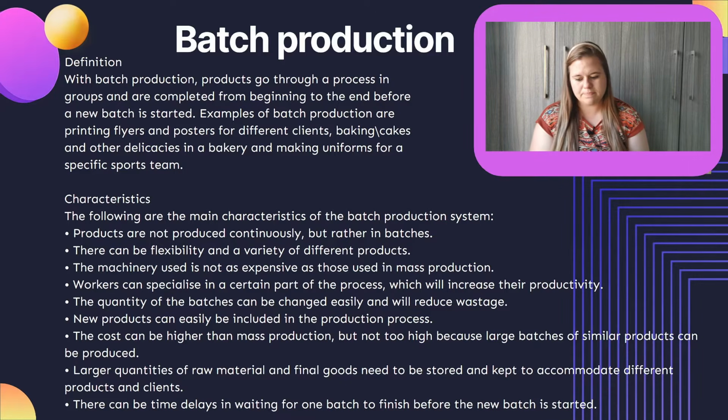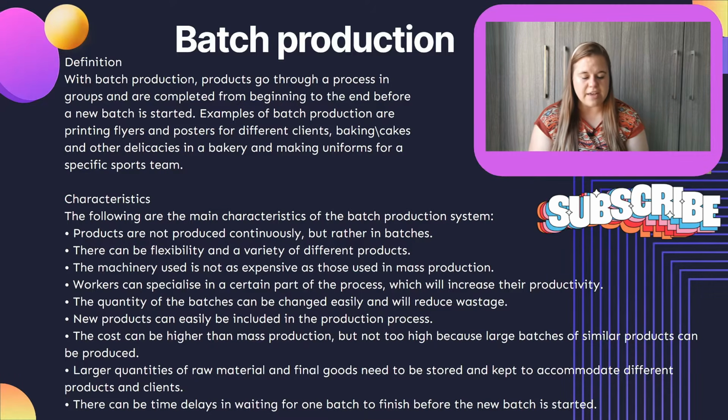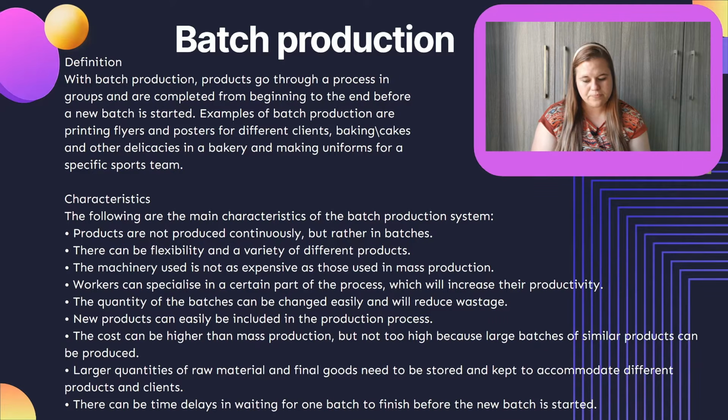The characteristics. The following are the main characteristics of batch production systems. Products are not produced continuously, but rather in batches. They can be flexible and a variety of different products can be made. The machinery used is not as expensive as that in mass production. Workers can specialize in a certain part of the process, which will increase the productivity. New products can easily be included into the production process.